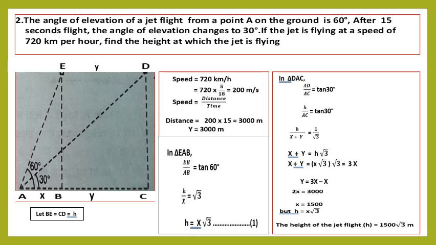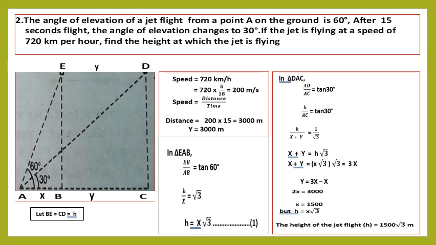The height of the flight is CD. After 15 seconds, the flight moves from E to D. E is the first position of the flight. D is the second position of the flight. EAB is 60 degrees. DAC is 30 degrees. We need to find the height of the flight. The speed of the flight is given as 720 kilometers per hour.